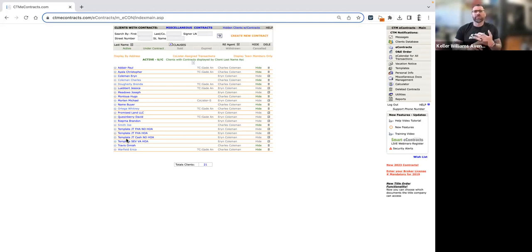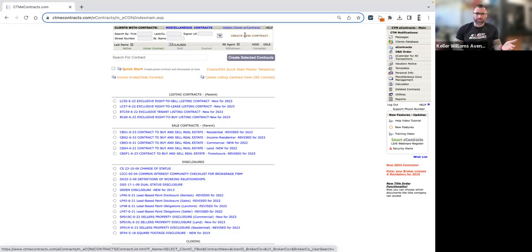It doesn't mean that you can't use DocuSign or Dotloop or even a wet signature, because we do still see those every once in a while, but this is the most prevalent software that we do see in Colorado. And again, we're going to talk about buyer agency docs. So the very first thing after I log into CTM, I'm going to go to create new contract.